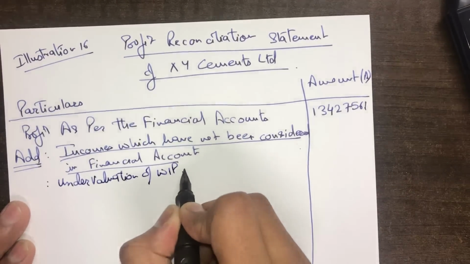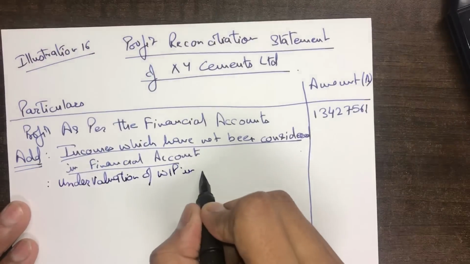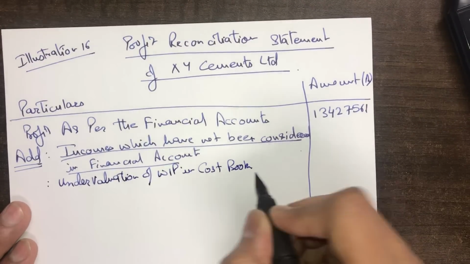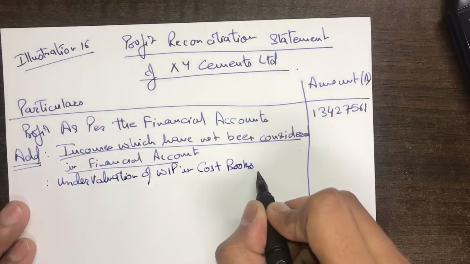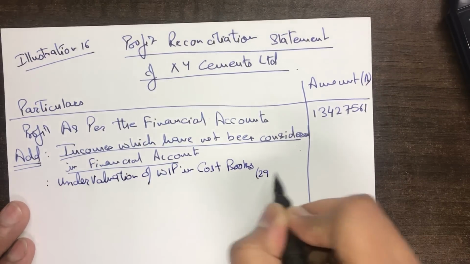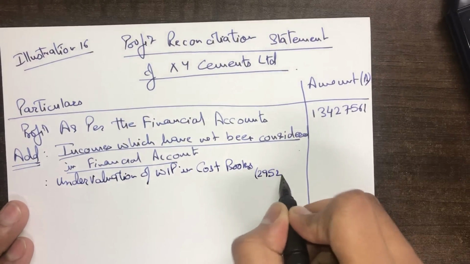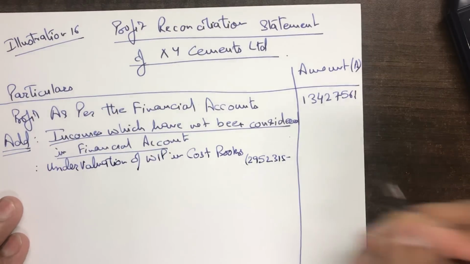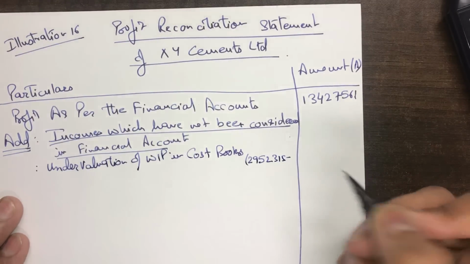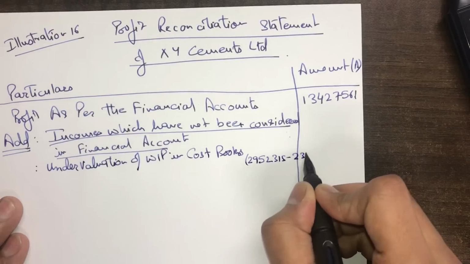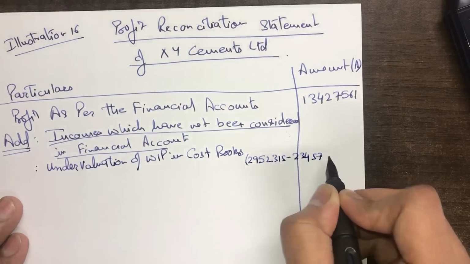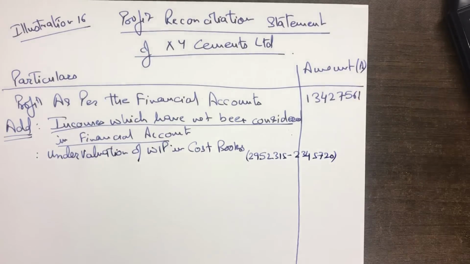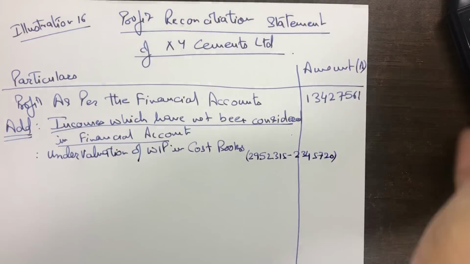Undervaluation of work in progress in cost books. The amount which should be taken is the difference between the amount which is there in the financial books and costing books, which is 2952315 minus 2345720. So this is the amount which will come over here. Now let us move to the next transaction.